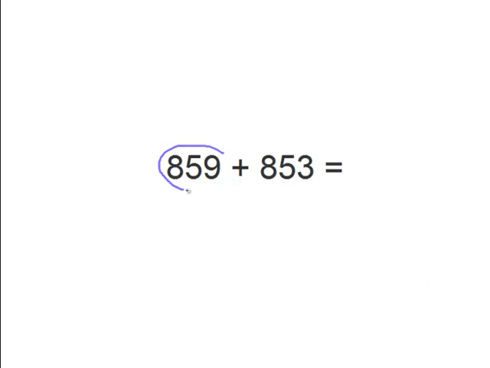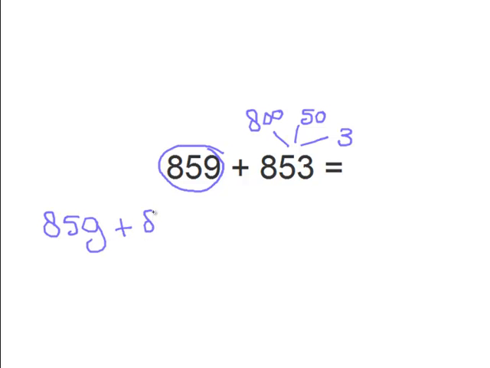We have 859 plus 853. Okay. Why don't we try keeping one the same and breaking up the second number? So this would be 850 and a 3. So again, first we add the biggest numbers together. So let's do 859 plus 800. So if you remember, 8 plus 8 is 16. And then the 59, so it equals 1,659.